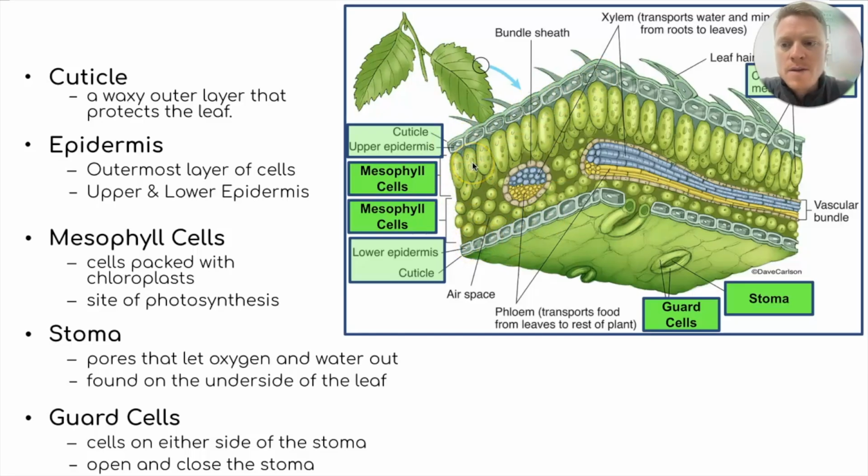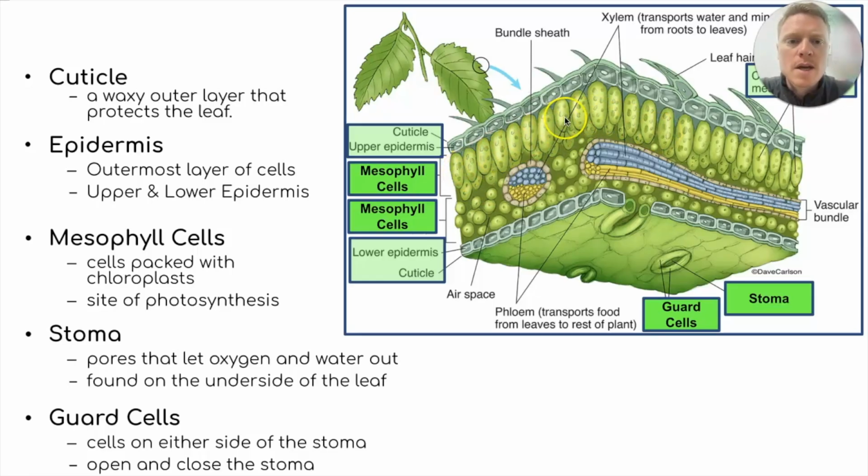And then where the business really happens is these mesophyll cells. We've got the top ones up here, they're called the palisade mesophyll, and down here these are called the spongy mesophyll because there's more space between them. But you can just call them the mesophyll cells. And this is where all the chlorophyll and the chloroplasts and the photosynthesis really happens. They're just packed full of chloroplasts.